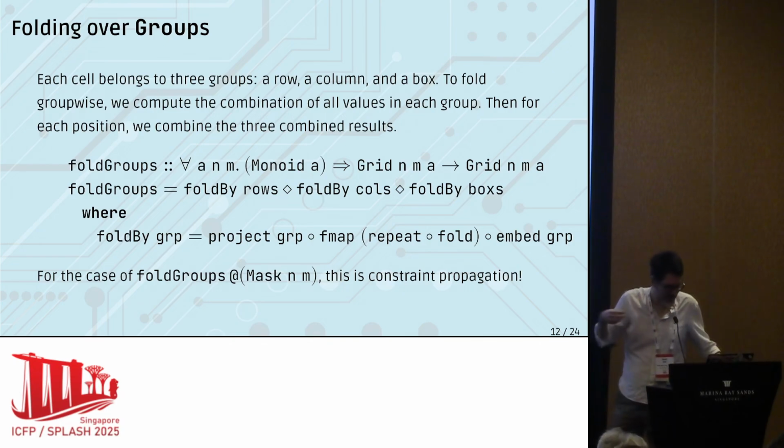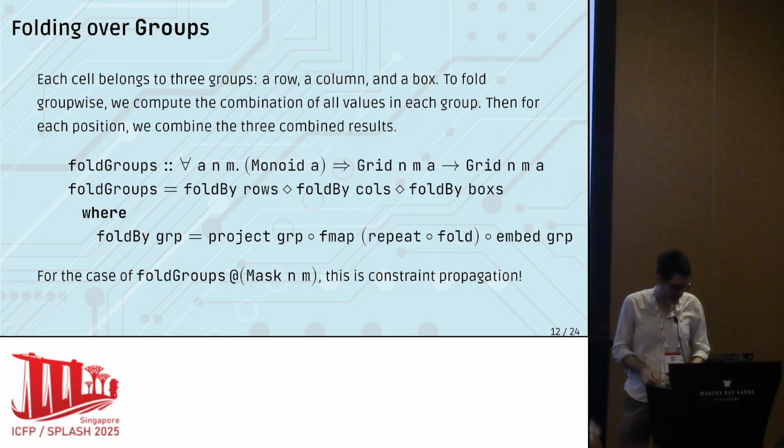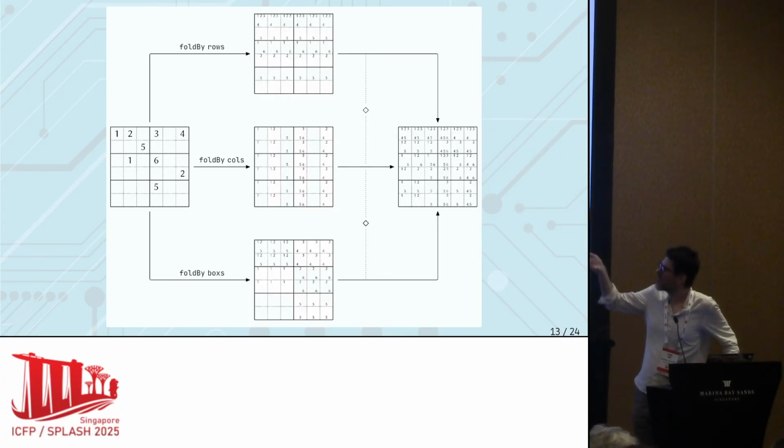So basically we can say that if we have a grid of monoidal values, we can fold that via its three groups by folding it row-wise, column-wise, and box-wise, and then putting those three together cell by cell, combining them using mconcat or mappend. So this is what is happening.